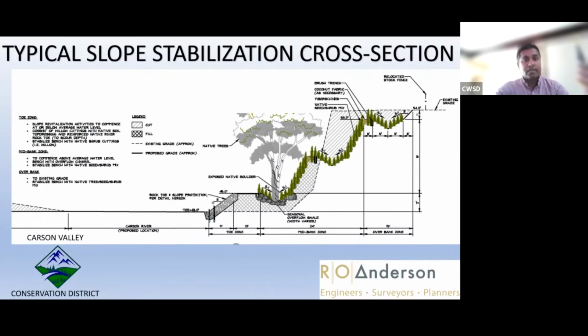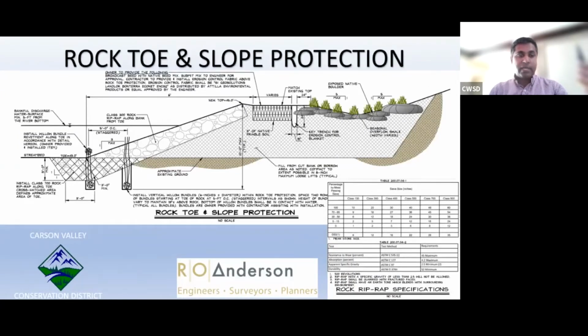Just wanted to show you this. I don't know if you can see it clearly, but this is a typical cross-section, how we approach these bank stabilization projects. And the next slide actually shows, yeah, this is a much better slide.